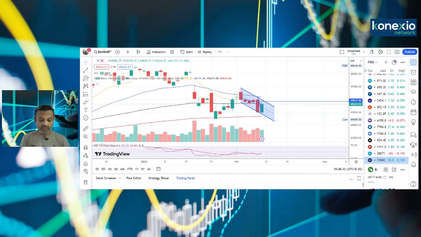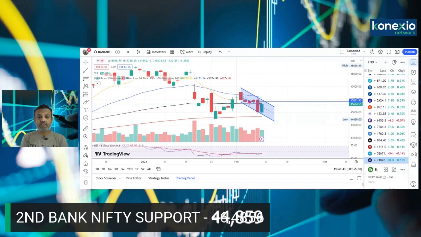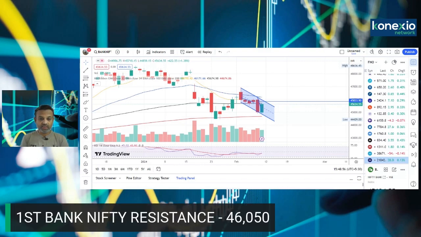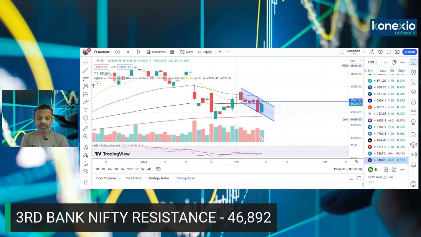So friends, now let us discuss the supports and resistance levels in Bank Nifty. The first support in the Bank Nifty is placed at 45,271. Below that, the second support is placed at 44,859. Third support is placed at 44,638. Whereas on the upside, the first resistance is placed at 46,050. Second resistance is placed at 46,306. And third resistance is placed at 46,892. So these are the crucial supports and resistance levels in Bank Nifty.